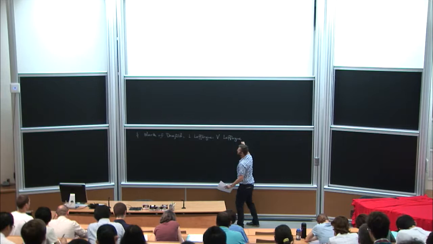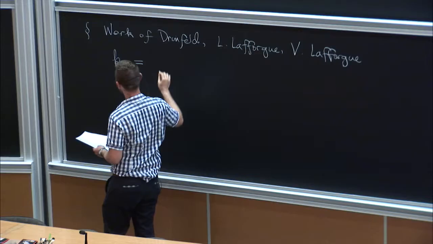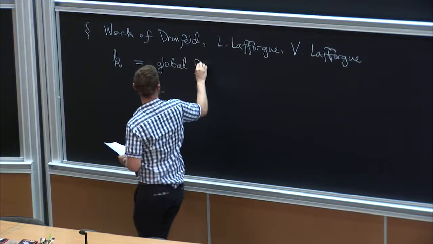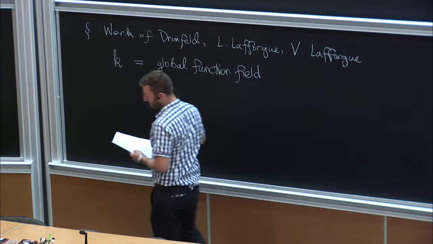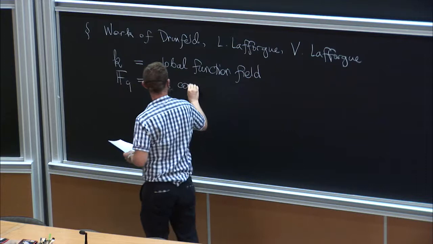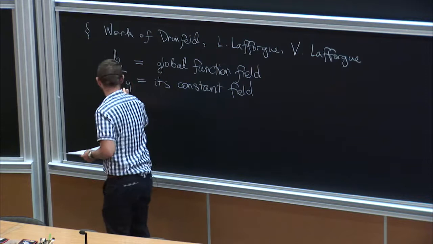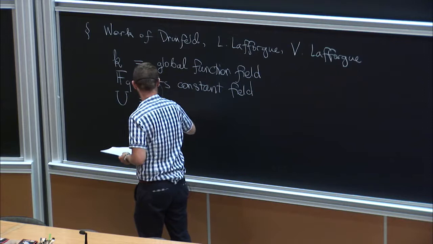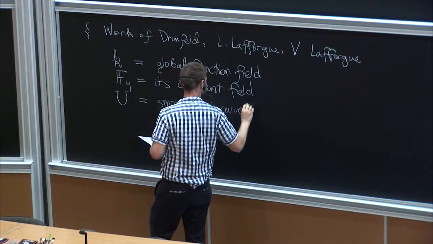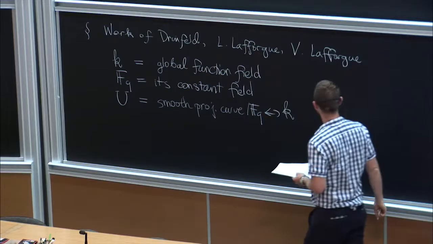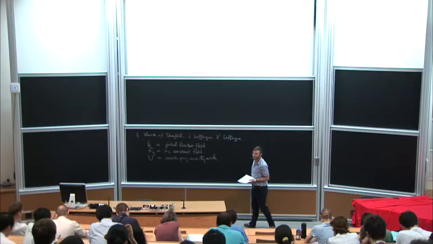So the notation I want is: lowercase k will be a global function field. All right, and I'll let F_q be its field of constants. And of course, a global function field determines a smooth projective curve over F_q, but I'm going to denote this by U rather than X, because I want to save X for later. Q is the thing which corresponds to K. Okay. And I'll review the definition of a stuka over U.